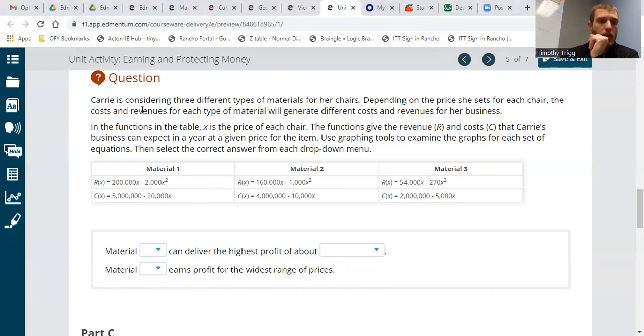Okay, so Carrie is considering 3 different types of materials for her chairs. Depending on the price she sets for each chair, the costs and revenue for each type of material will generate different costs and revenue for her business. In the functions in the table, X is the price of each chair. The functions give the revenue R and the cost C that Carrie's business can expect in a year at a given price for the item. Use graphing tools to examine the graphs of each set of equations, then select the correct answer for each drop-down menu.